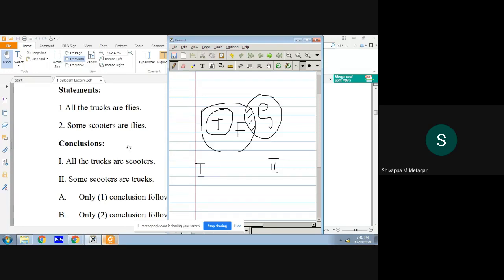Now the conclusion they have given, all the trucks are scooters. This is the truck part, flies. What they have given, all the trucks are scooters. Truck is here, scooter is here. First one is all the trucks are scooters. No, it is not possible. So the second one they have given, what is the second one? Some scooters are trucks.